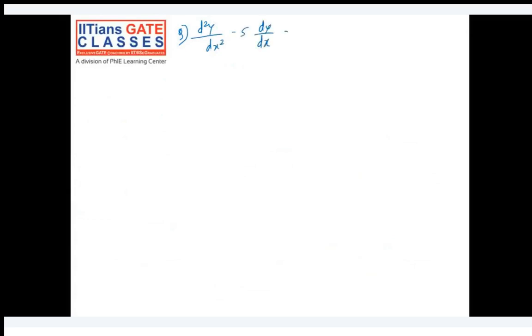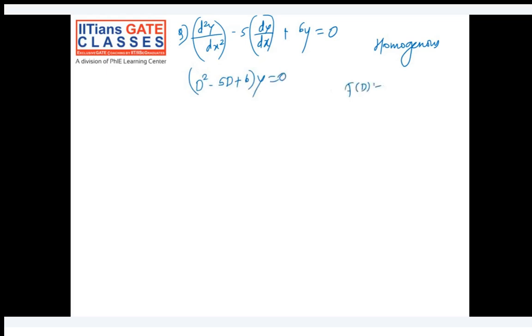First of all, can you tell me if it is a homogeneous or non-homogeneous higher order differential equation? Anyone? It is homogeneous, because on the right hand side we don't have anything. If you write it as (D square minus 5D plus 6) times y equal to 0, that is f of D into y equal to 0, you are getting it right. It means on the right hand side we don't have anything. So it is a homogeneous higher order differential equation.